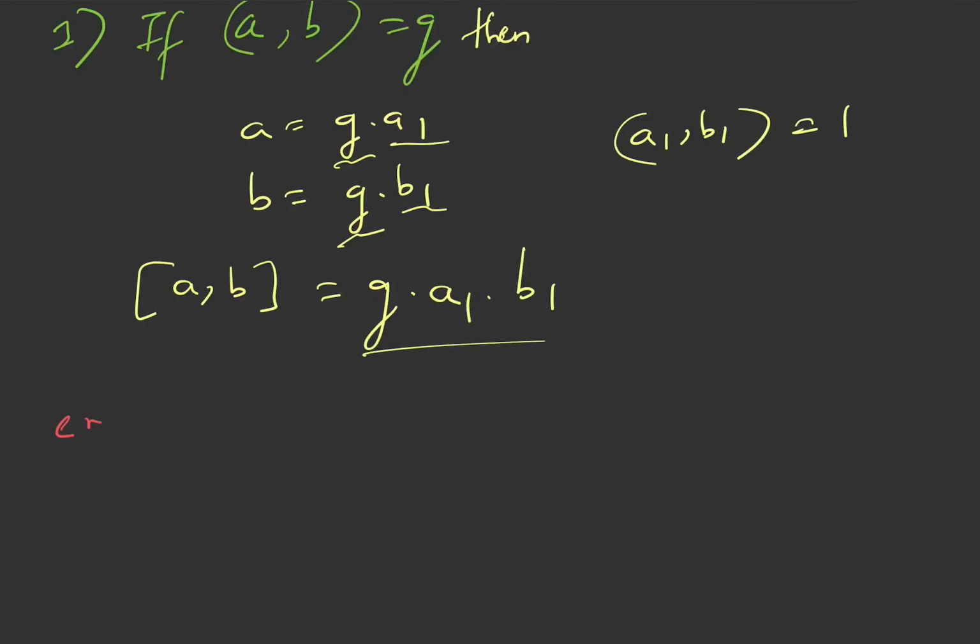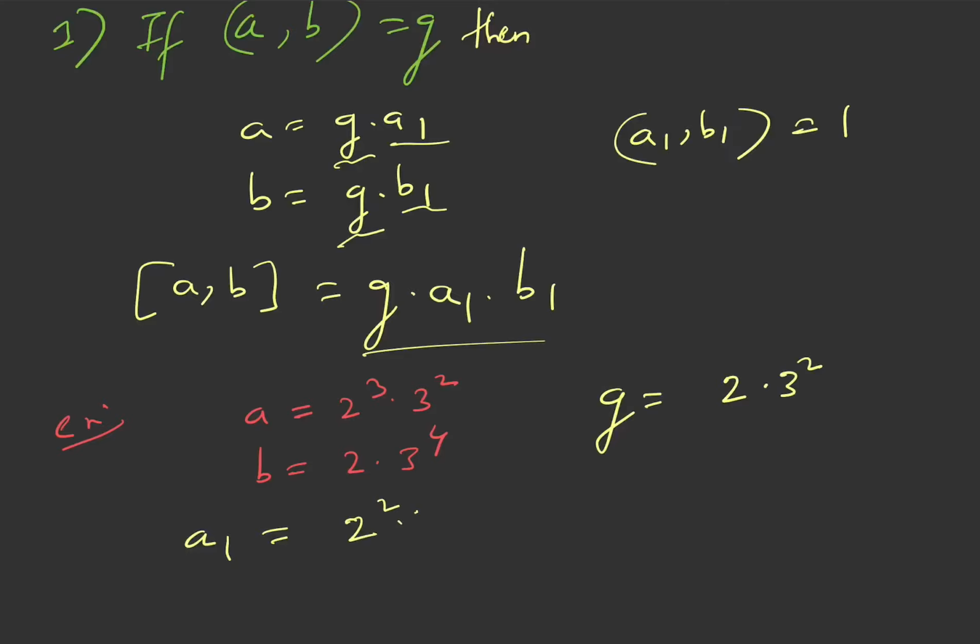For example, let us take A is equal to 2 cube into 3 square, and B is equal to 2 into, say, 3 power 4, right? So now what is the GCD? GCD of A and B is nothing but the maximum common divisor, the highest common factor, so that is 2 and 3 square, right? So now A1 is what? A1 is 2 square, and B1 is 3 square.